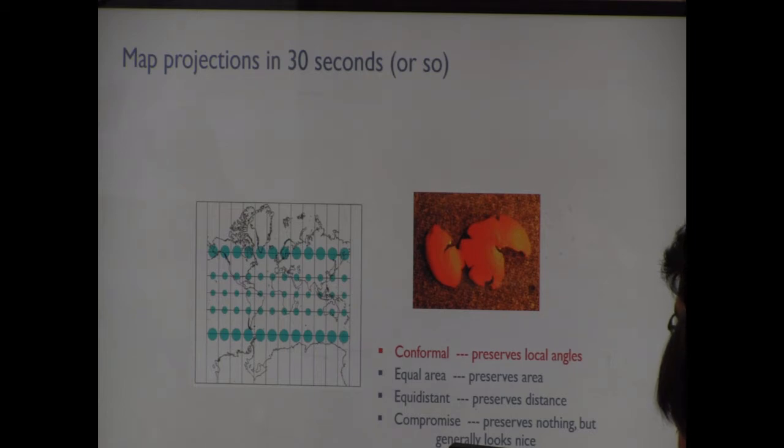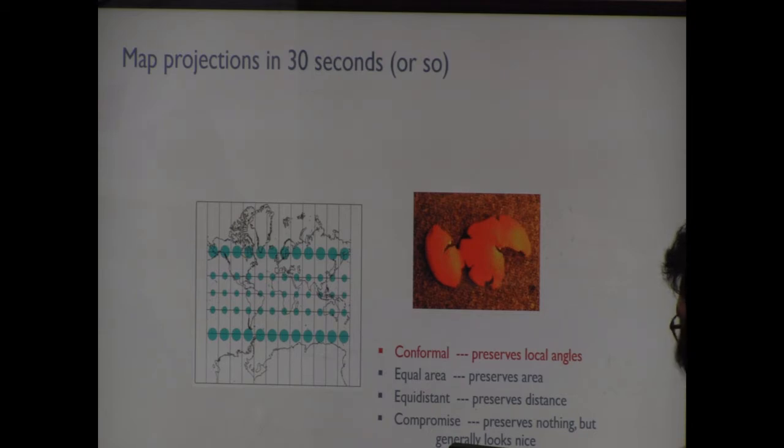Equidistant projections, which will preserve distance from one or two specific locations on the map. Don't let anybody try and convince you that an equidistant projection will let you take measurements between any two pairs of locations. You really have to specify the specific location where the values are going to be correct.